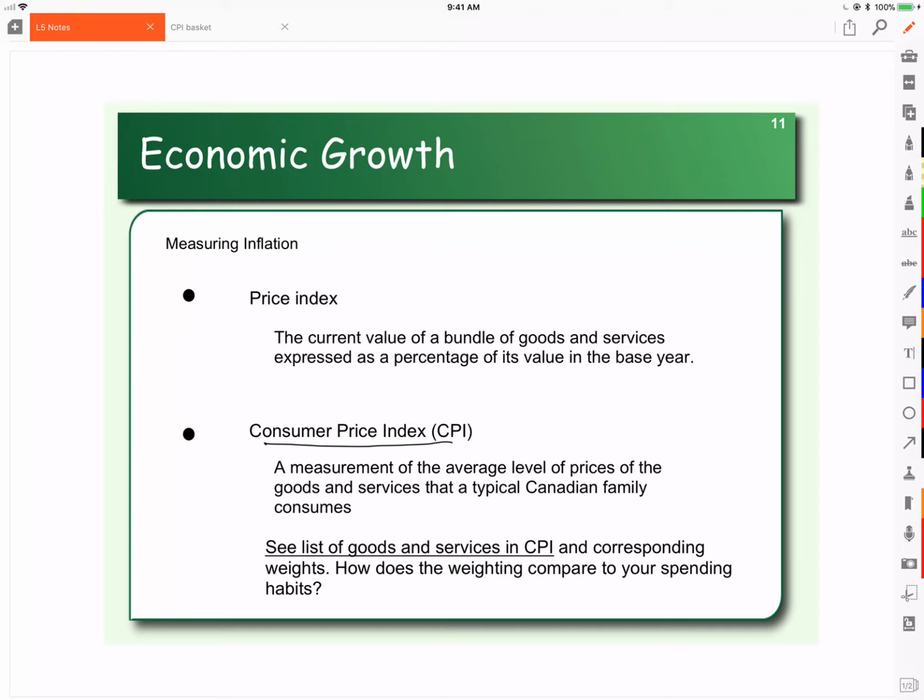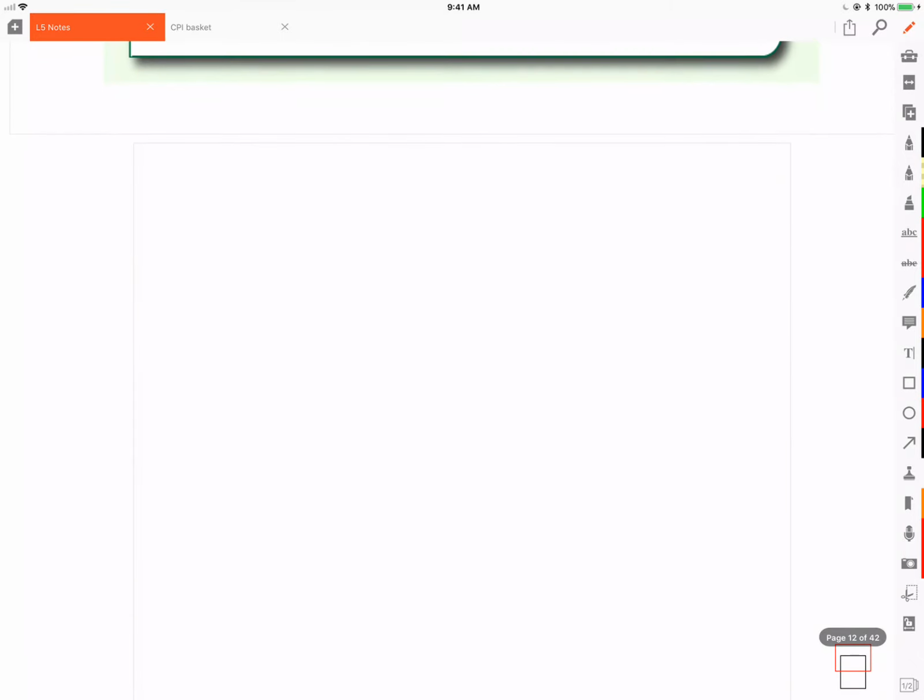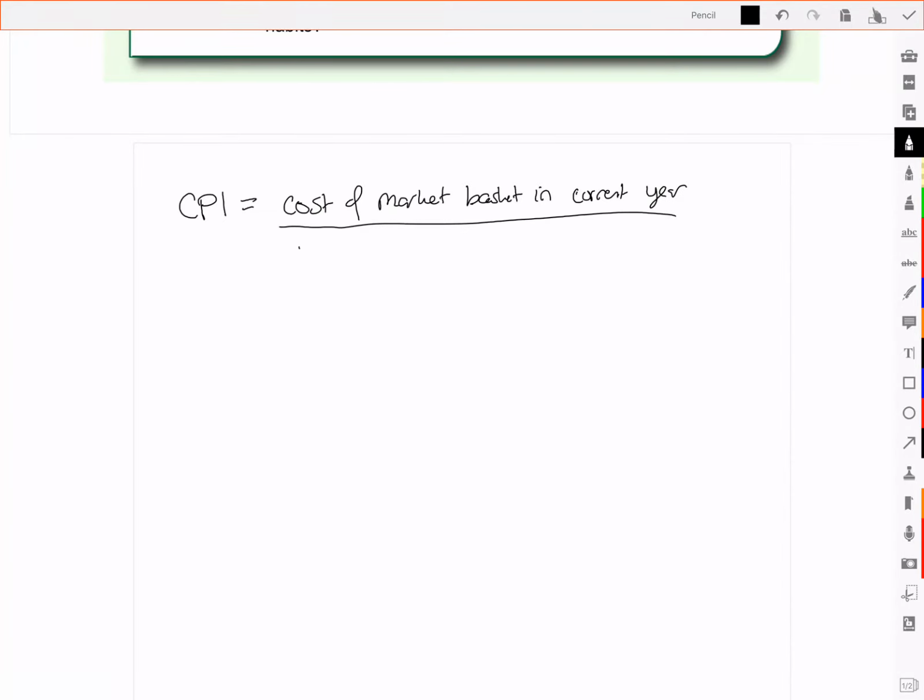Well, if we were to calculate the Consumer Price Index, we need a formula. So let's create that. So to find CPI, let's get back to our black pen. To find CPI, we need to find the cost of our market basket of goods in the current year and divide it by the cost of that market basket, but priced in the base year. And then we multiply that times 100 to turn it into our index.